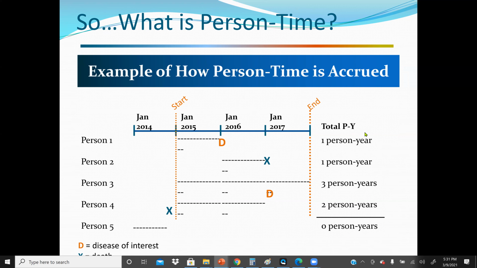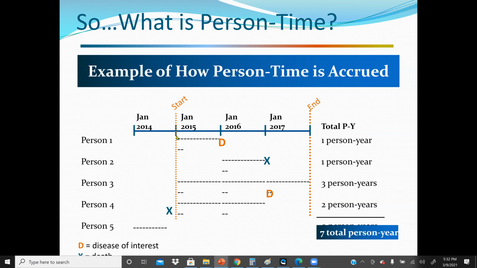So for the total person-time here, we have one person-year for person 1. For person 2, also one person-year. Then person 3, 3 person-years, and 2 person-years for the next. So we have a total of 7 person-years based on the intervals here.